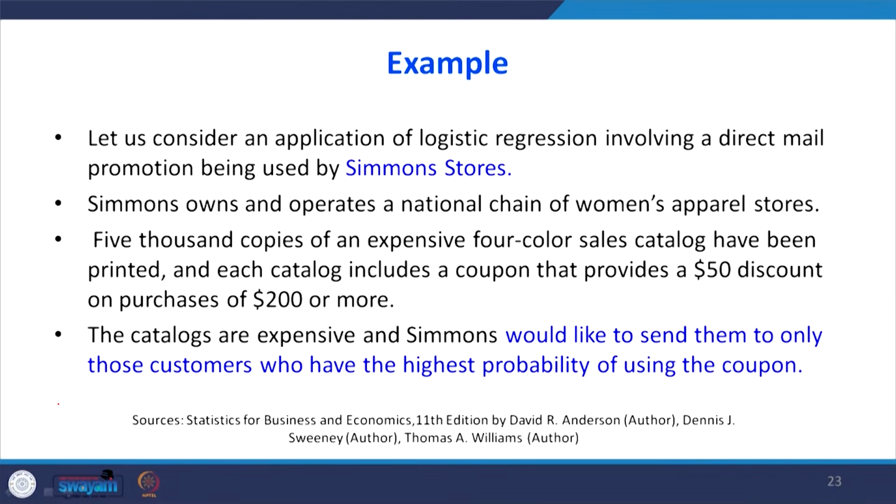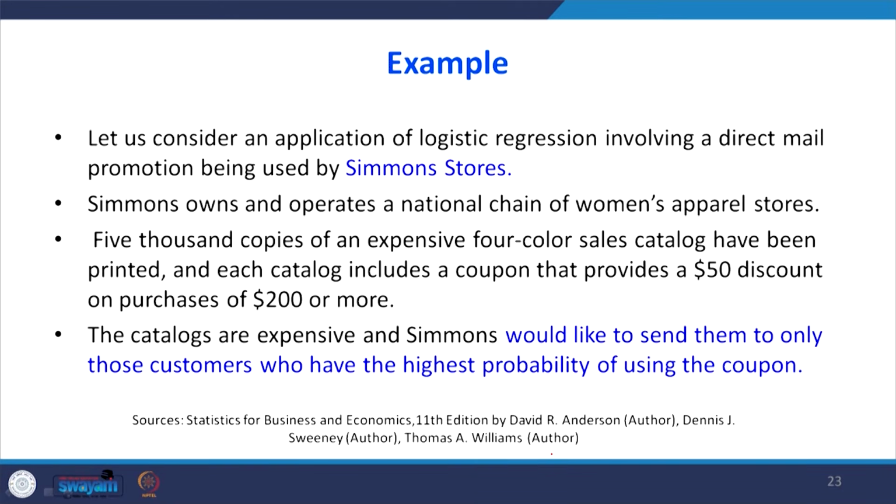This example is taken from the book Statistics for Business and Economics, by Anderson, Sweeney and Williams. Let us consider an application of logistic regression involving a direct mail promotion being used by Simmons stores. Simmons owns and operates a national chain of women's apparel stores. 5,000 copies of an expensive 4-color sales catalog have been printed, and each catalog includes a coupon that provides a $50 discount on a purchase of $200 or more.